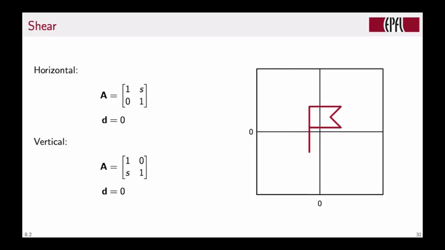Shear is a stretching of the plane in either the horizontal or vertical direction. For this case of affine transform, the matrix is either upper triangular or lower triangular. You have ones on the main diagonal, and according to whether the shear is horizontal or vertical, you have a parameter S on the upper corner or on the lower corner. The effect of shearing is like so. In this case, you have a horizontal shearing where the horizontal axis is stretched.